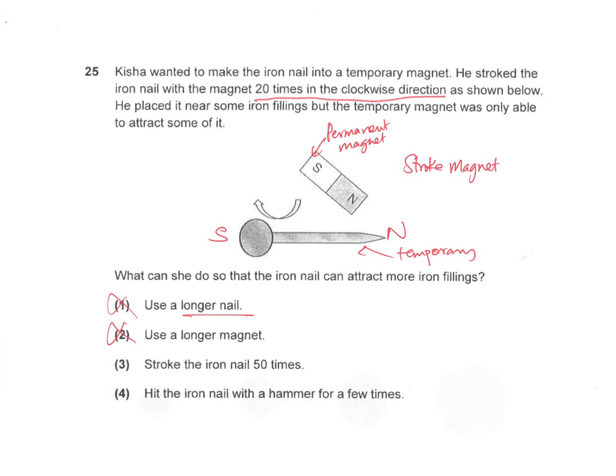Option 3, stroke the iron nail 50 times. Yes, increasing the number of times it is stroked can actually help to increase the strength of the magnetism. So 3 is possible. And hit the iron nail with a hammer a few times. Hitting the iron nail will actually cause it to lose magnetism instead, not magnetize it. It's the opposite. So this 4 is wrong. So the answer is 3.